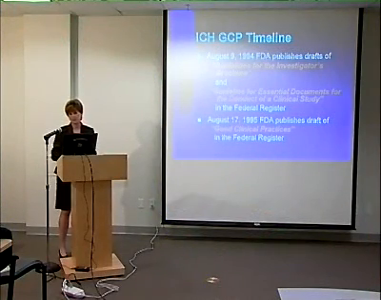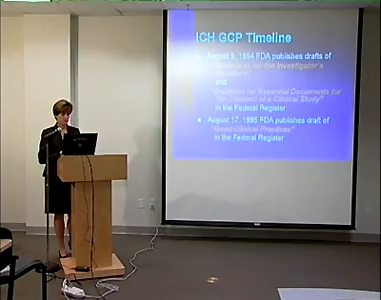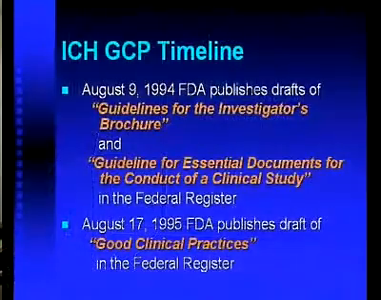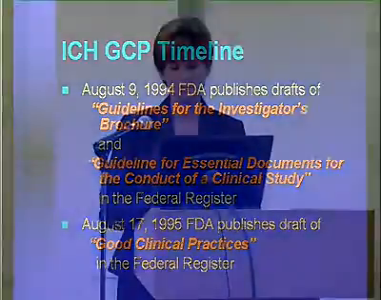So going back to the International Conference on Harmonization, Good Clinical Practice, here's the timeline. Basically, FDA had published drafts of 2 documents. One was guidelines for the investigator brochure, and then guideline for essential documents for the conduct of a clinical study. Those were in draft form, and they were published in 1994 in the Federal Register. And in 1995, the FDA published a draft of good clinical practices in the Federal Register.